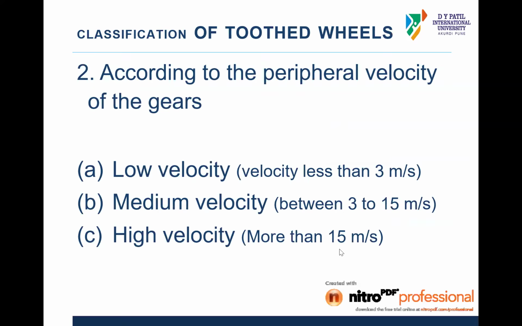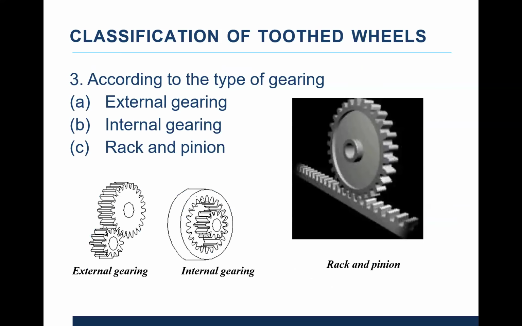Okay, then if you want to transfer low velocity ratio, or we have medium velocity, high velocity, at that time again we have these combinations of gears, where we're talking about external gearing, internal gearing, rack and pinion. Okay, so this rack and pinion arrangement is used in the steering mechanism.